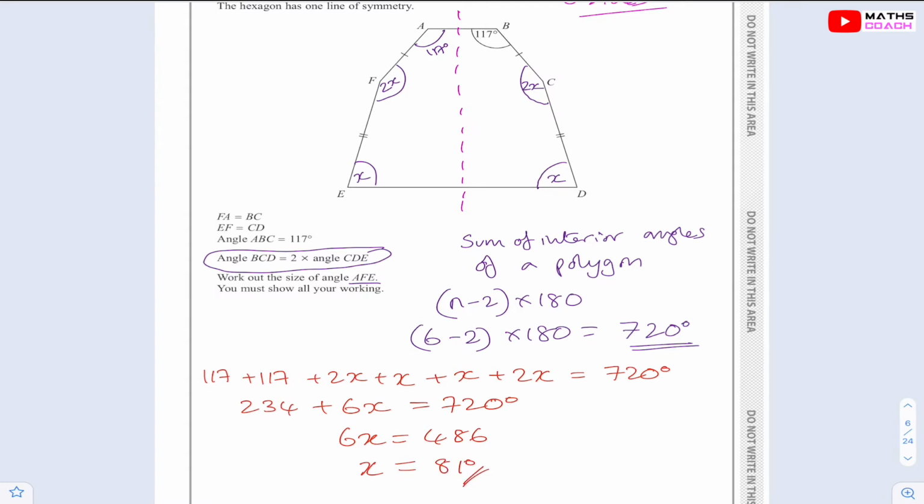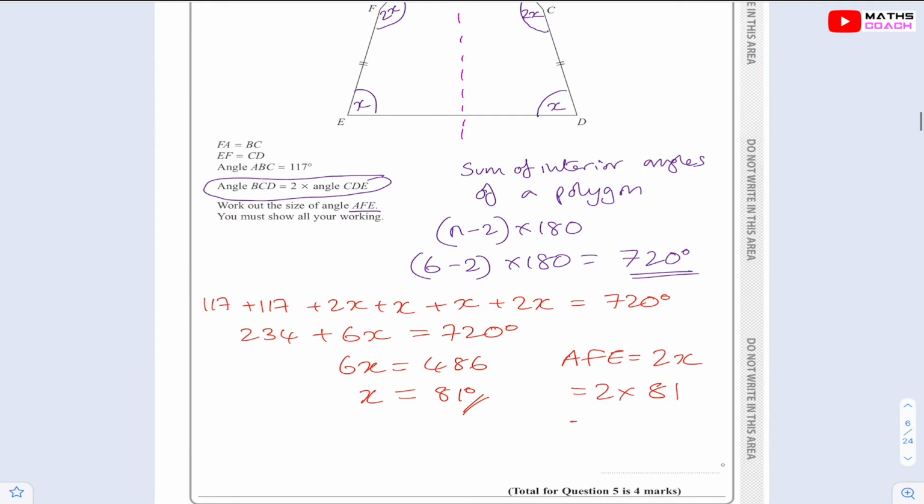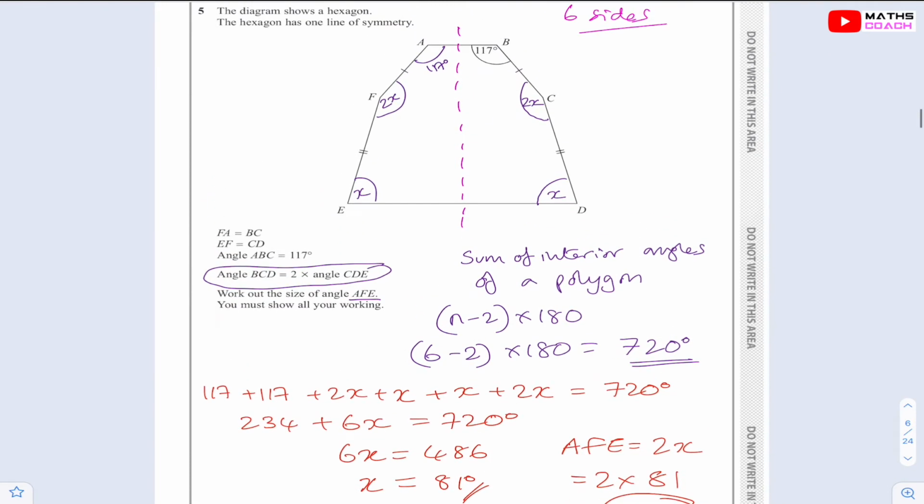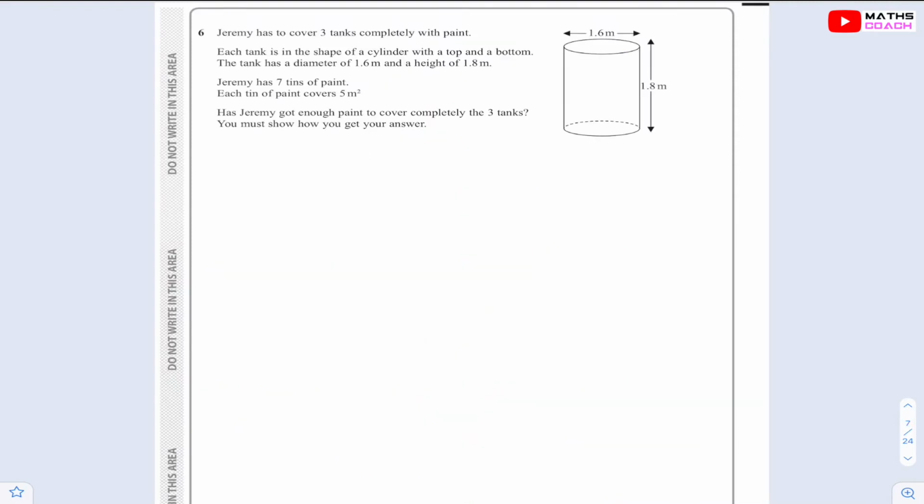So x is equal to 81 degrees, so angle AFE, which is equal to 2x, therefore 2 times 81, which gives us 162. So angle AFE right there is equal to 162. Right, on to question number 6.